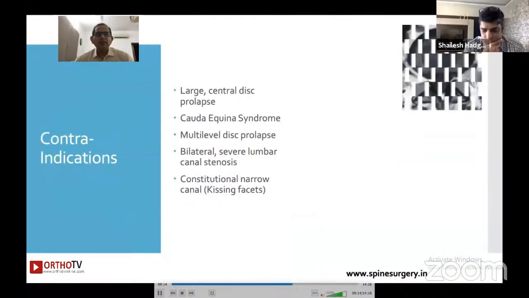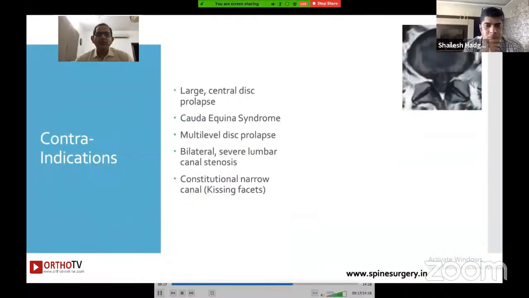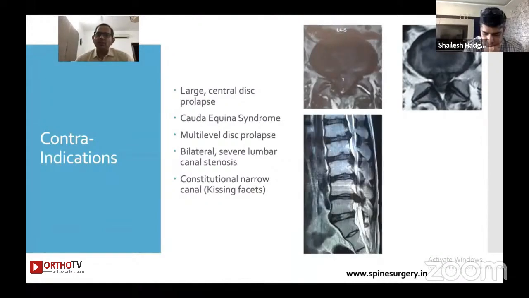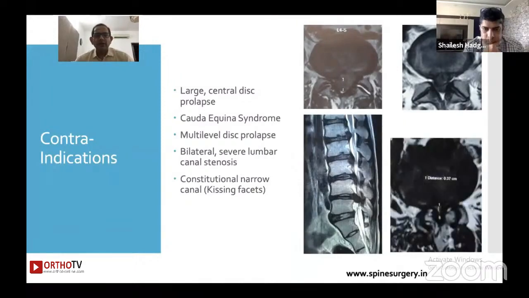A large central disc prolapse such as this is a significant contraindication, especially in your early cases. And if there is such a large disc causing cauda equina syndrome, best tackle it in an open technique, just as you would probably do this multi-level disc prolapse case. Bilateral severe lumbar canal stenosis with a constitutionally narrow canal is also best tackled open rather than in a MIS form.